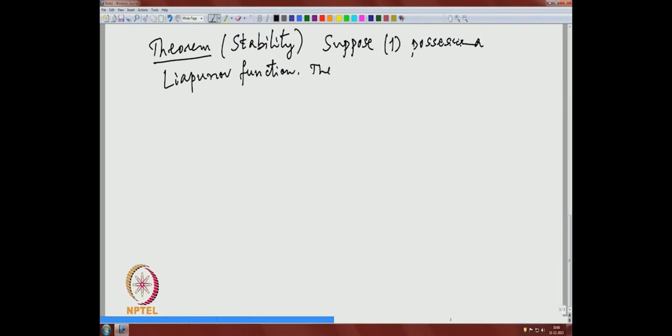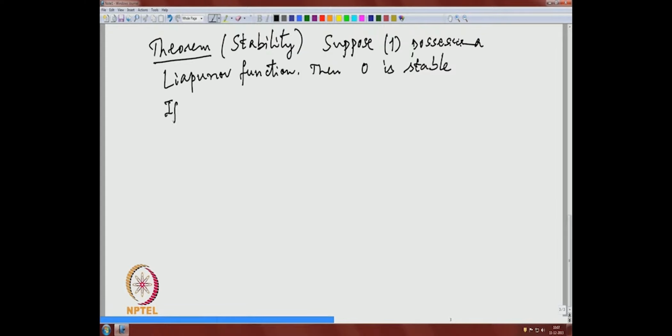Then 0 is stable. Okay. So, remember again by our notation 0 is an equilibrium point of 1, and so if as and when the system 1 possesses a Lyapunov function, 0 is stable.